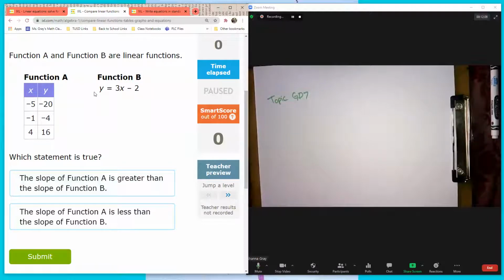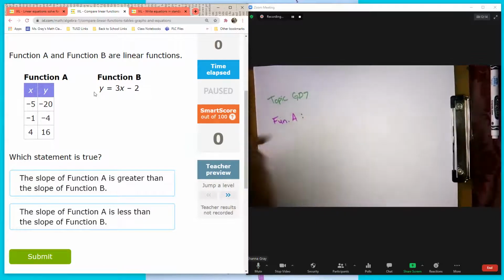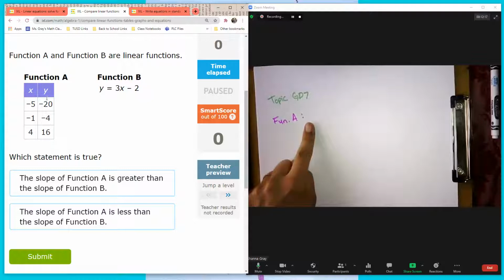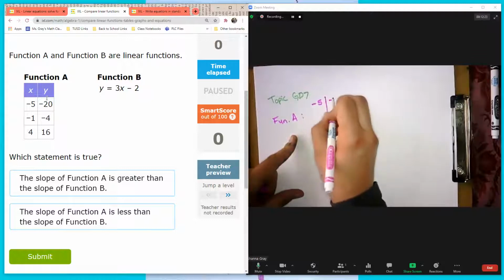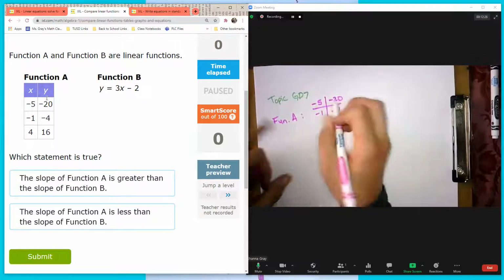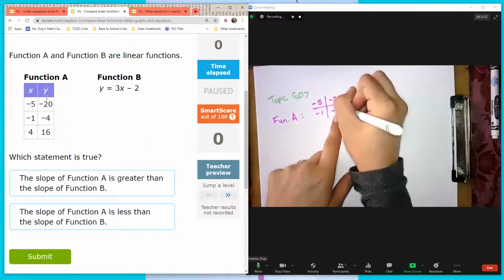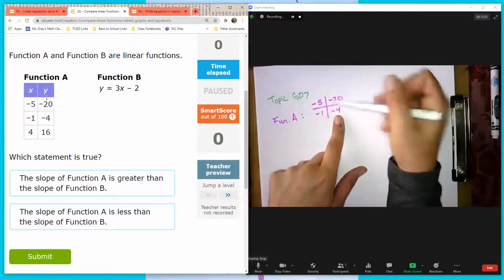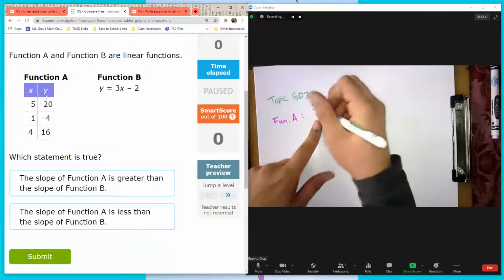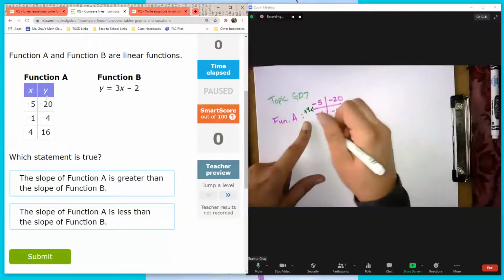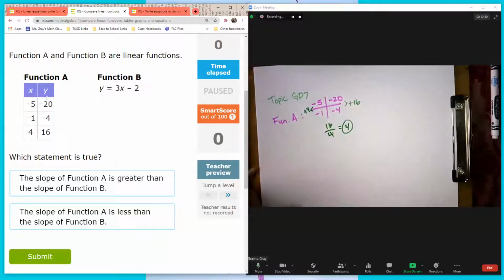one the slope. So if I'm looking at function A here, the slope, I can pick 2 points from this table and just figure out the rate of change, remember? So let's do -5, -20, then -1, -4. So this side, to get from -20 all the way up to -4, I have to add 16. And then to get from -5 up to -1, I have to add 4. So that change in y over the change in x is 4. So my slope for function A is 4.